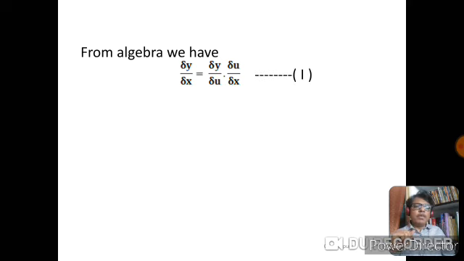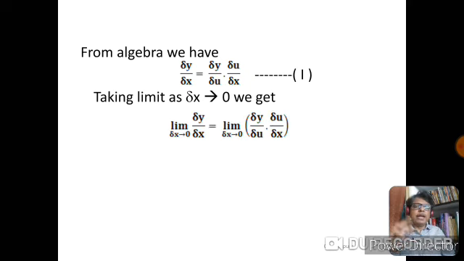Now, the next step we will go for, we will call this equation 1, and we will take a limit as delta x tends to 0 on both sides. So, taking limit, now we will get limit delta x tends to 0, delta y by delta x, this is the left hand side, and on the right hand side we will take the direct limit, limit delta x tends to 0 of the bracket. What is that? It is delta y by delta u into delta u by delta x. Now, on the right hand side we will take the separate limits of both terms.